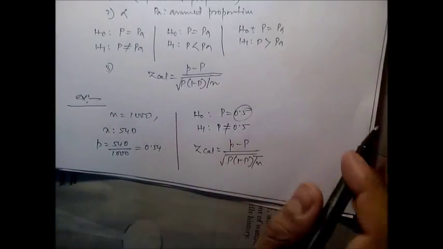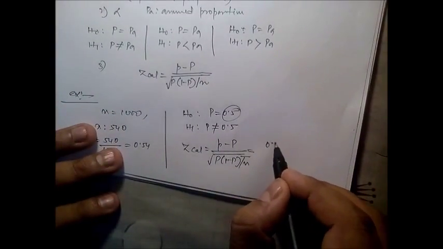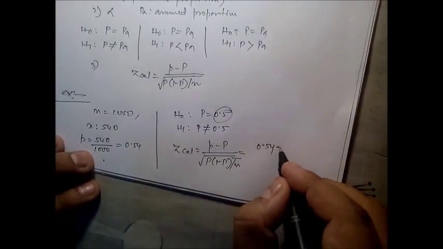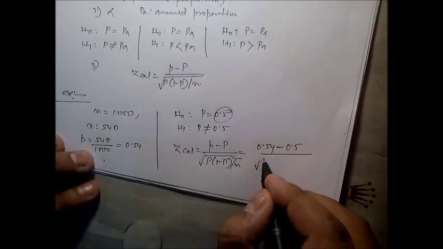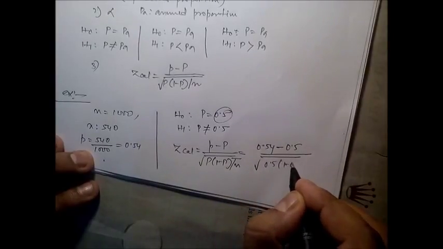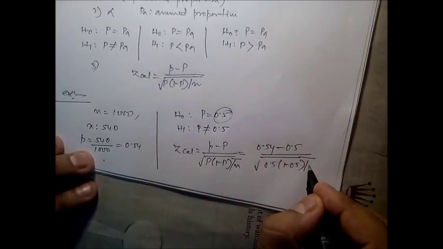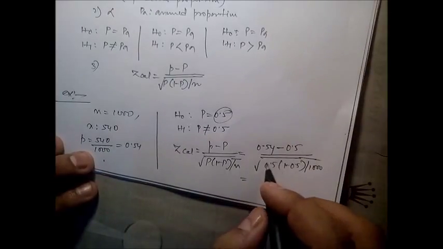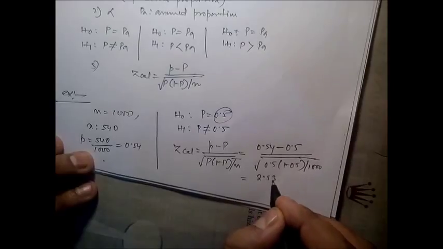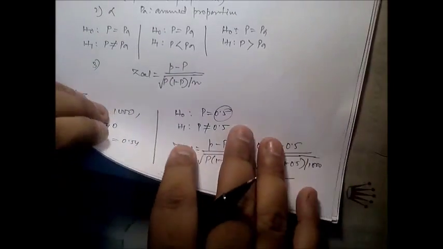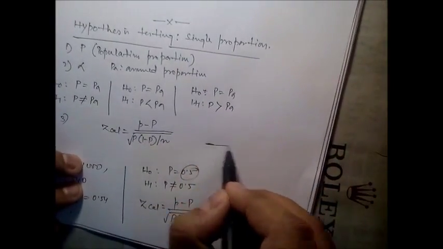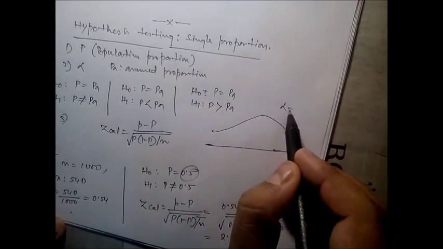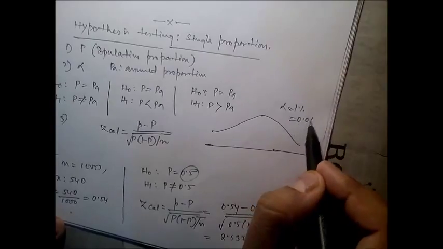Z-cal is small p minus capital P, divided by the square root of P times 1 minus P by n. So capital P is 0.5. So 0.54, the proportion of rice eaters, minus 0.5, divided by the square root of 0.5 times 1 minus 0.5 by 1000. Okay, and the value is 2.532.